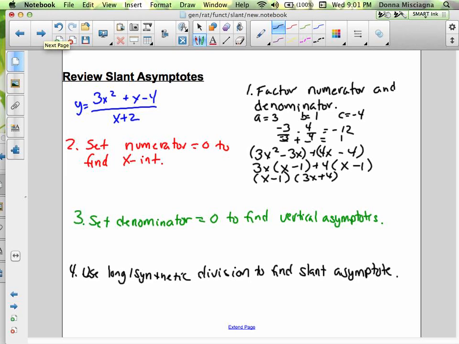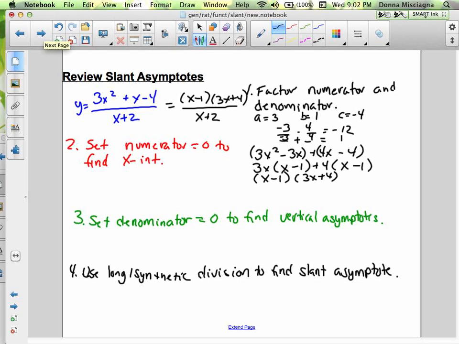All right, so we could rewrite this as x minus 1, 3x plus 4, all over x plus 2. And notice nothing to cancel here, right? So we know we have a vertical asymptote. We also have a couple x-intercepts.